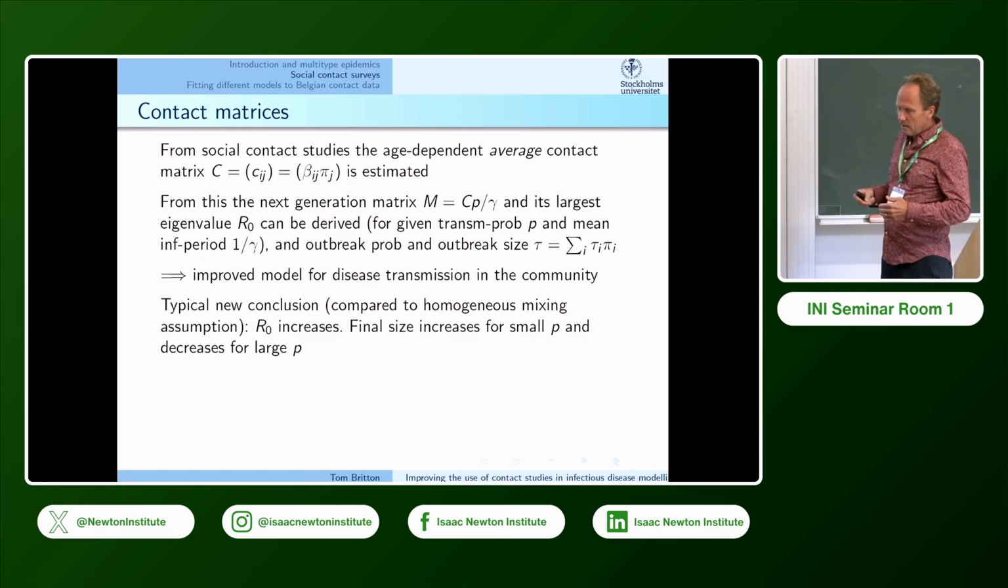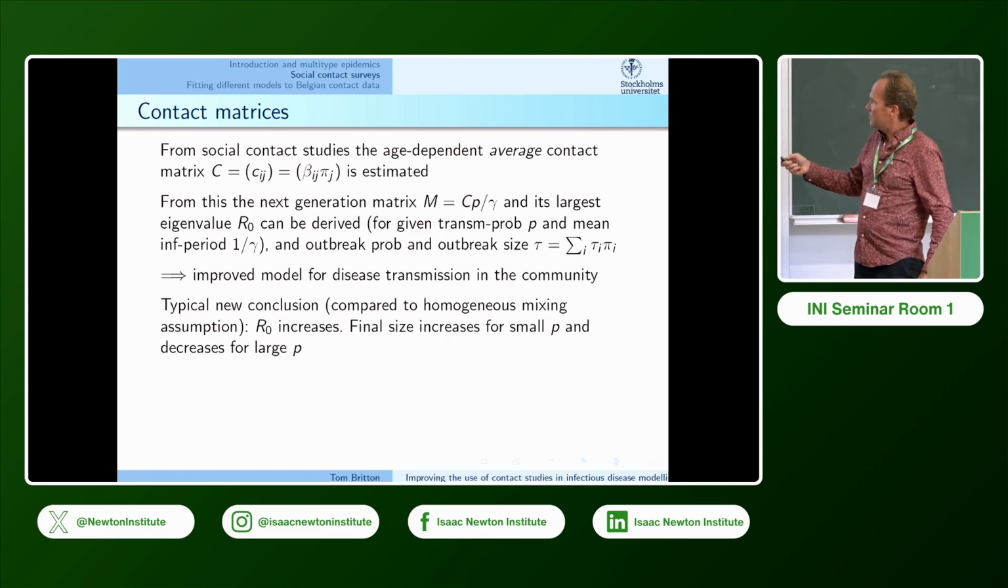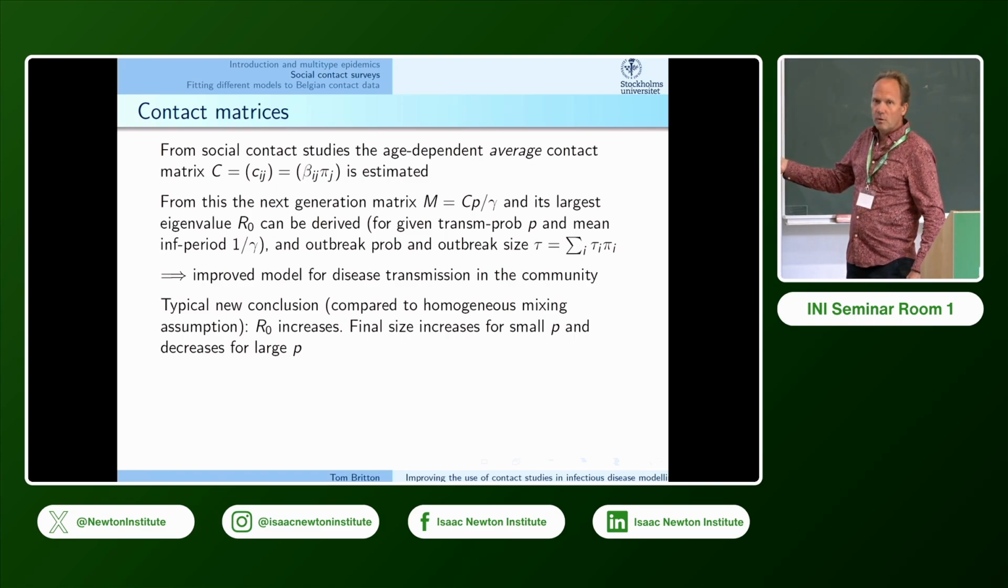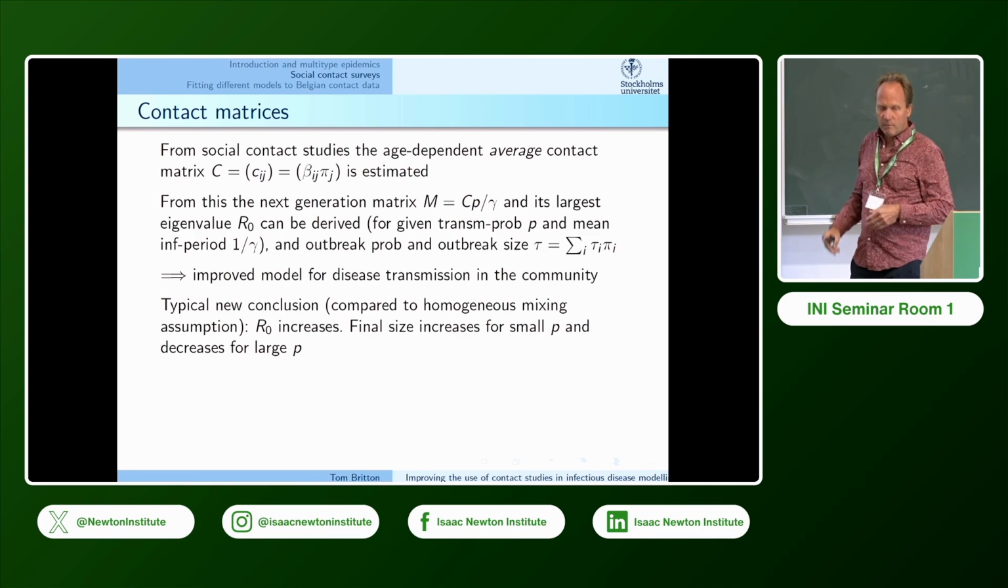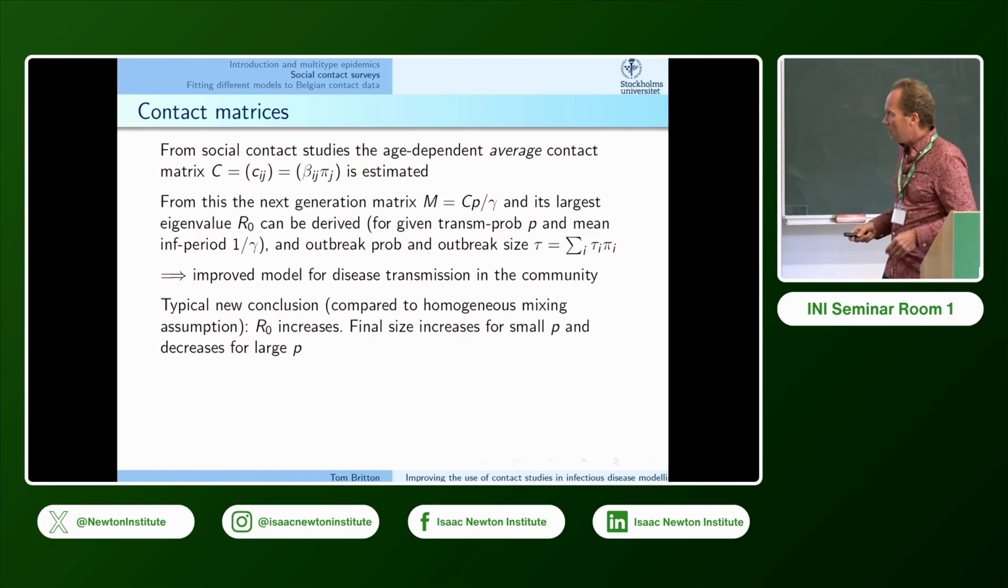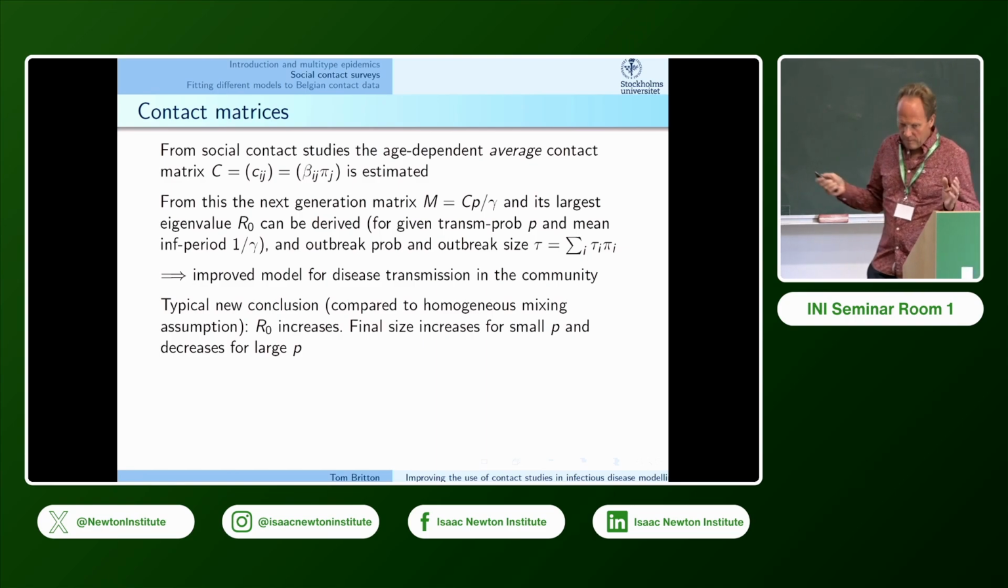So what are the typical conclusions? Well, the conclusion is that if you admit this age discrepancy, typically you get a bigger value of R naught. How about the final size? Well, it depends. If the transmission probability is small, then you get a larger outbreak if you acknowledge the age groups. Whereas if the transmission probability is large, you actually get a smaller outbreak if you acknowledge the age groups. So this seems like we have done nothing.